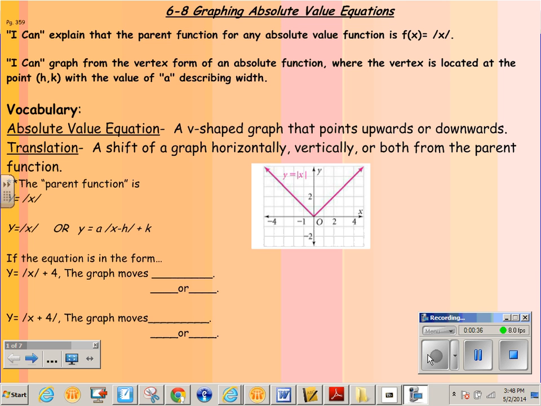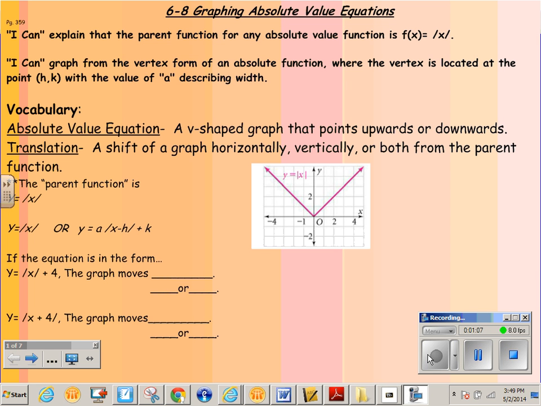An absolute value equation is a V-shaped graph that points upwards or downwards. So far, we've worked with parabolas, which were quadratics, and those were also facing upwards or downwards. There's going to be a lot of similarities between graphing a quadratic and graphing an absolute value function. The difference will be the absolute value bars as opposed to parentheses. A translation is a shift of the graph either horizontally or vertically or both from the parent function.